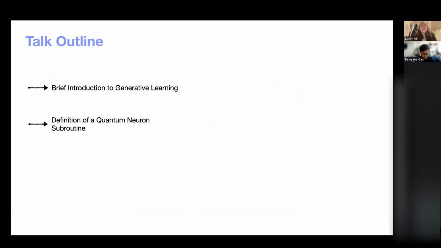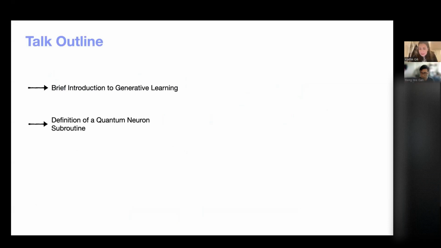I'm going to give a definition of a quantum neuron subroutine. In the quantum literature, there tend to be multiple definitions of what a quantum neuron is, and I don't think we've yet come up with the optimal quantum neuron. So I'm just going to tell you the quantum neuron that we are working with in this context.